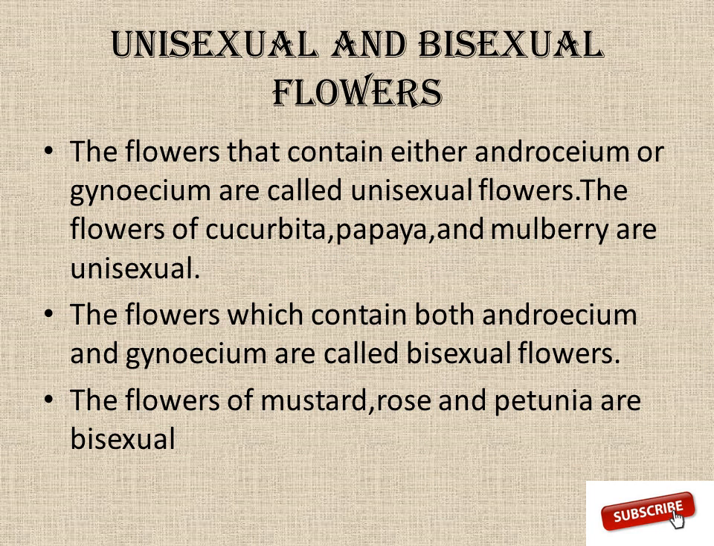Now coming to unisexual and bisexual flowers. Flowers that contain either androecium or gynoecium are called unisexual flowers. The flowers of cucurbita, papaya and mulberry are unisexual flowers. The flowers which contain both androecium and gynoecium are called bisexual flowers. The flowers of mustard, rose and petunia are bisexual flowers.